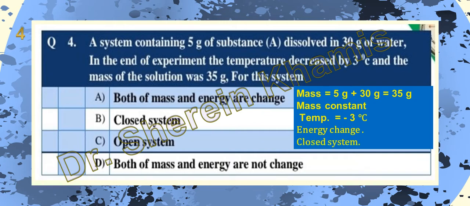What kind of system? We have choices here. Both mass and energy change, closed system, open system, both mass and energy do not change. No, the first and last here are not the answer. And we have closed and open. Closed means that only heat or energy changes but mass is constant. Open means that mass and energy will both change. So the right answer will be letter B, closed system, as only temperature or energy will change. Let's go to question 5.